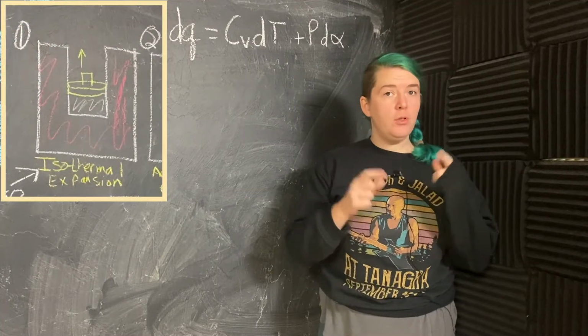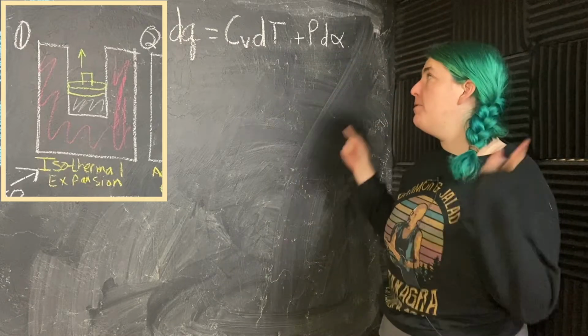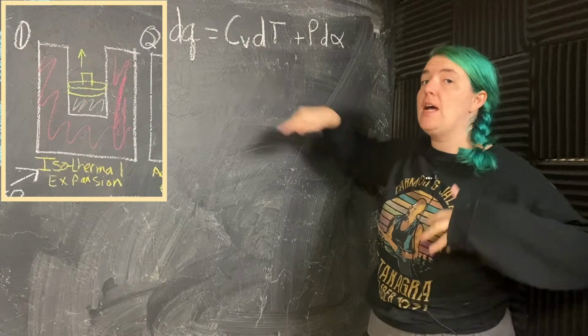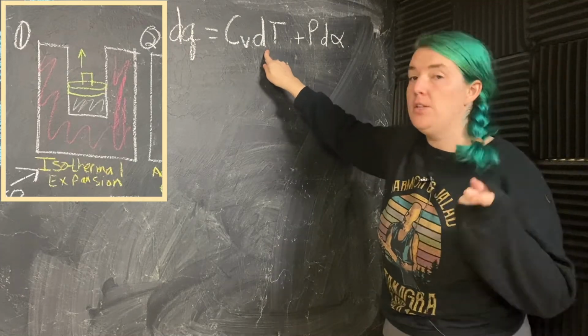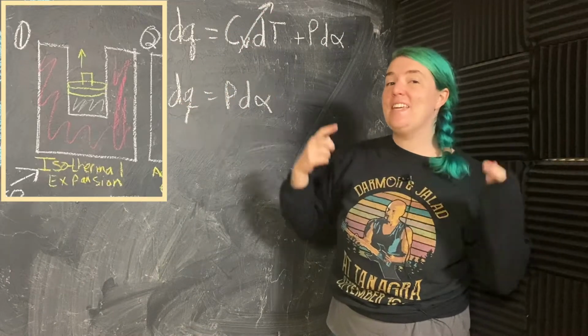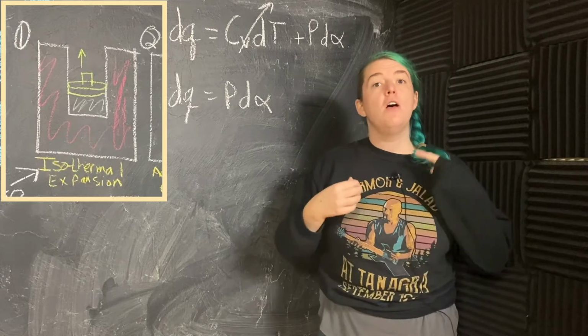I got you, boo. With the isothermal stages of the Carnot cycle, we get to simplify our thermodynamics equation by assuming this is an isothermal process, so this change in temperature is 0. And we're left with the change in the heating is equal to pressure times that change in specific volume.